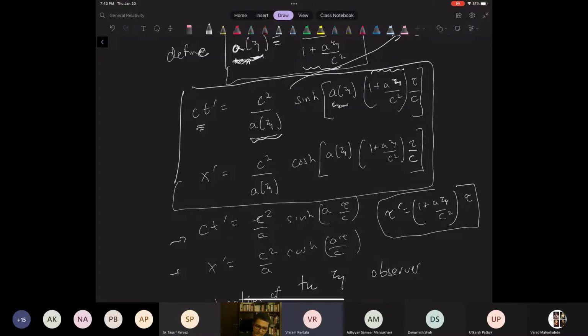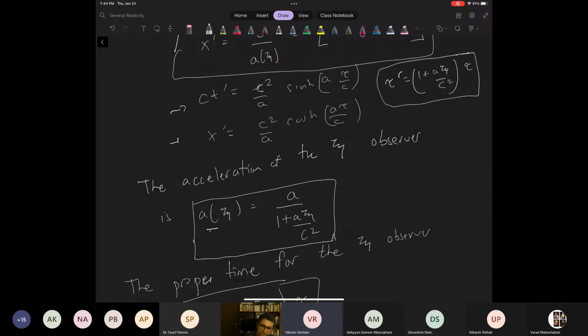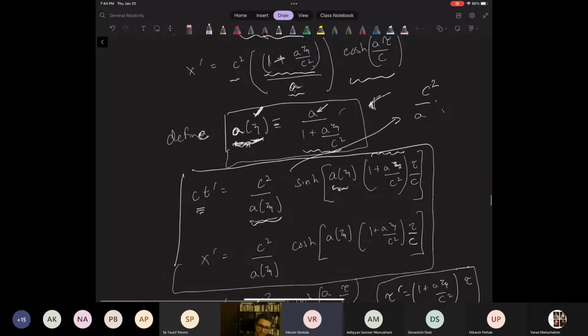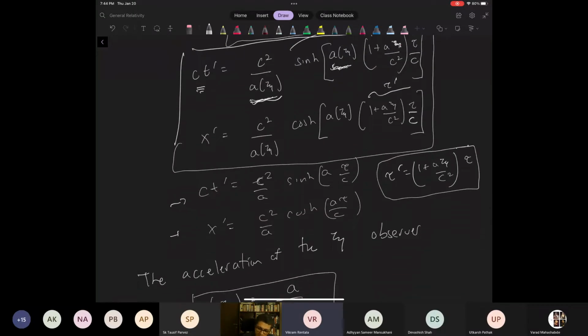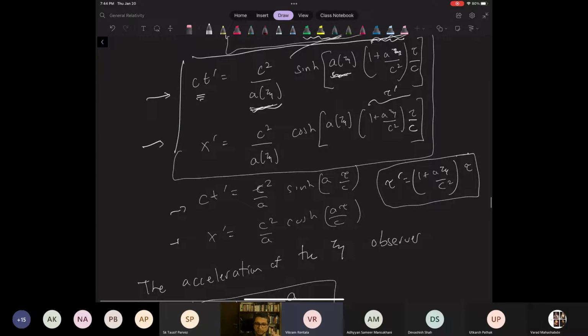So if we take the acceleration of the xith observer to be A xi is A over 1 plus A xi over C square, and you define the proper time tau prime as 1 plus A xi over C square times tau, then effectively this is C square over A xi times sine hyperbolic of A xi times tau prime by C, and similarly this is also tau prime by C. So what this has done is it's cast the trajectories for the xith observer, each observer being parameterized by parameter xi, in the same form as the trajectory that we had before.